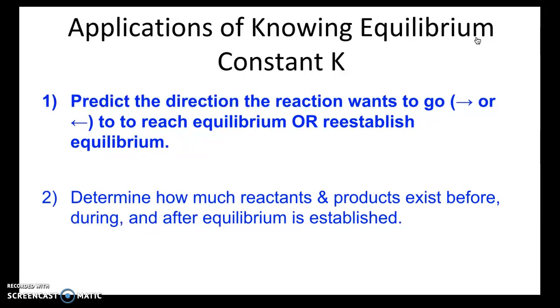So, okay. In 5.1, you practiced calculating the equilibrium constant, or K. In 5.2 and 5.3, you're going to be applying your knowledge of the equilibrium constant K. For 5.2 in this unit, what you're going to be focusing on is using the knowledge of K to predict the direction the reaction wants to go to either reach equilibrium or reestablish equilibrium. So that's what we're going to be doing here.